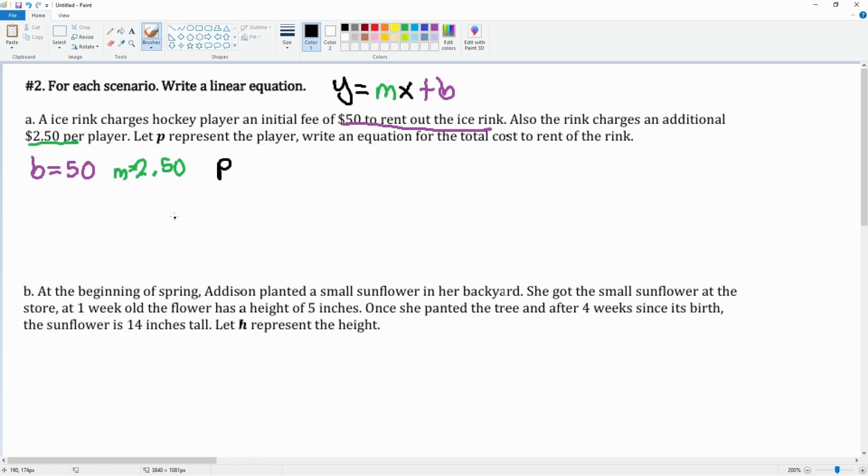So we can make it y is equal, player is the letter x. Y is equal to $2.50 per player, so we multiply that by x. Then we add the initial fee of $50. So that would be the equation.